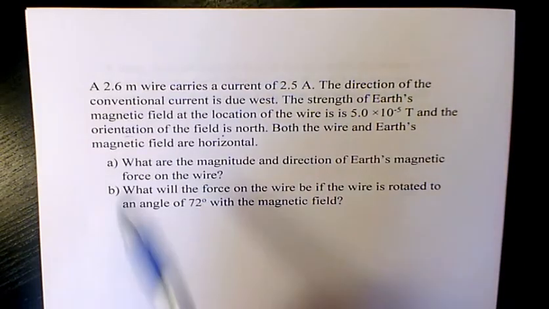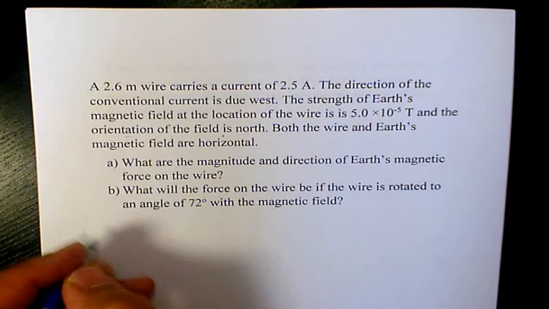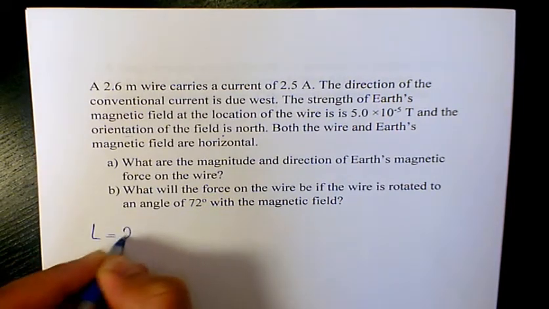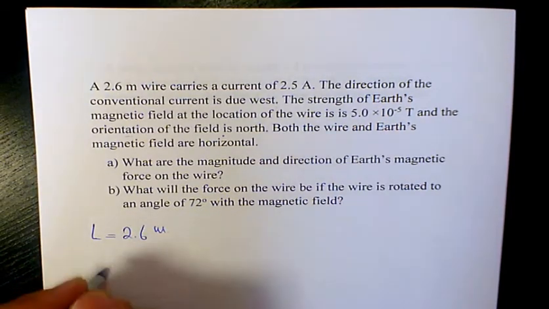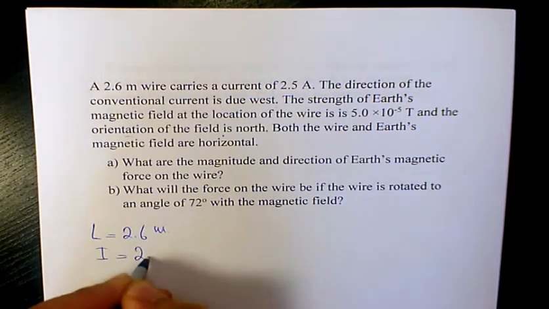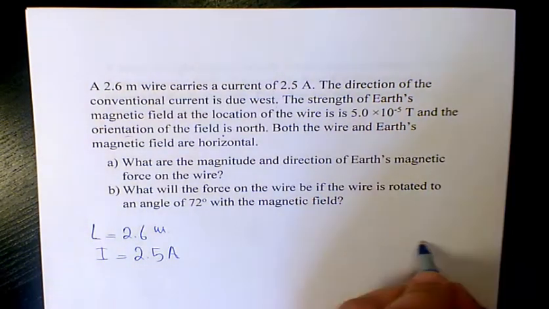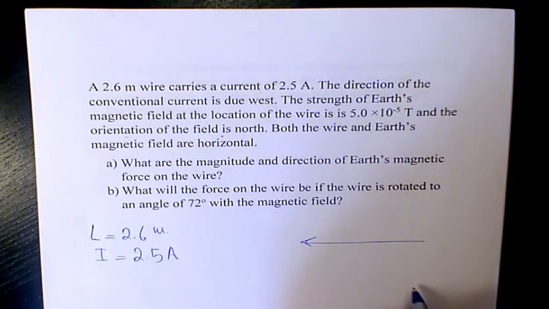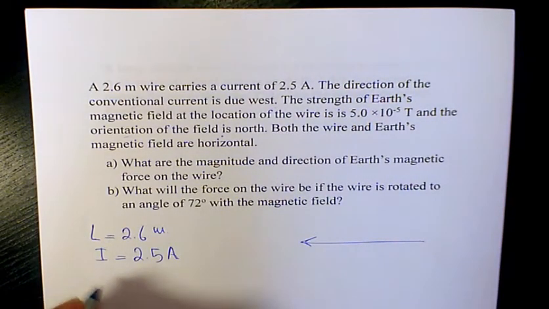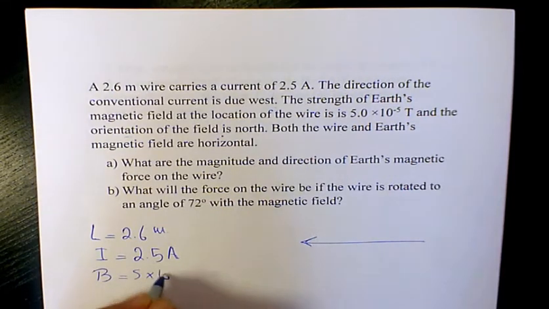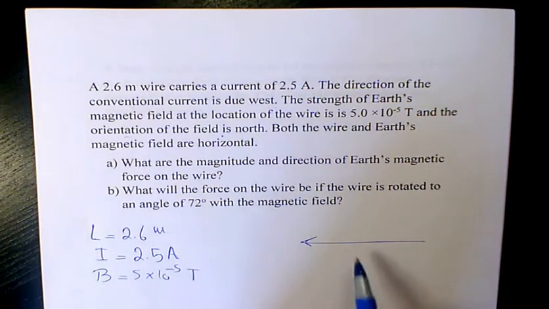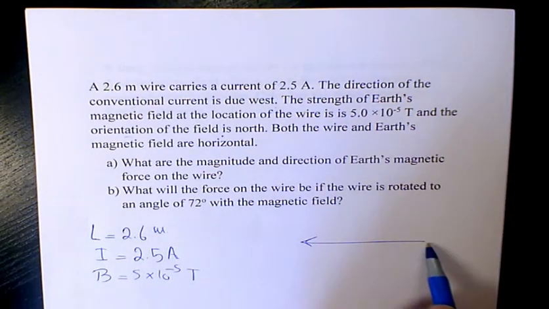Next example, a 2.6 meter wire, so length is 2.6 meter, carries a current of 2.5 ampere. The direction of the conventional current is due west. The strength of Earth's magnetic field at the location of the wire is 5 times 10 to the power of -5 Tesla. And the orientation of the field is north.